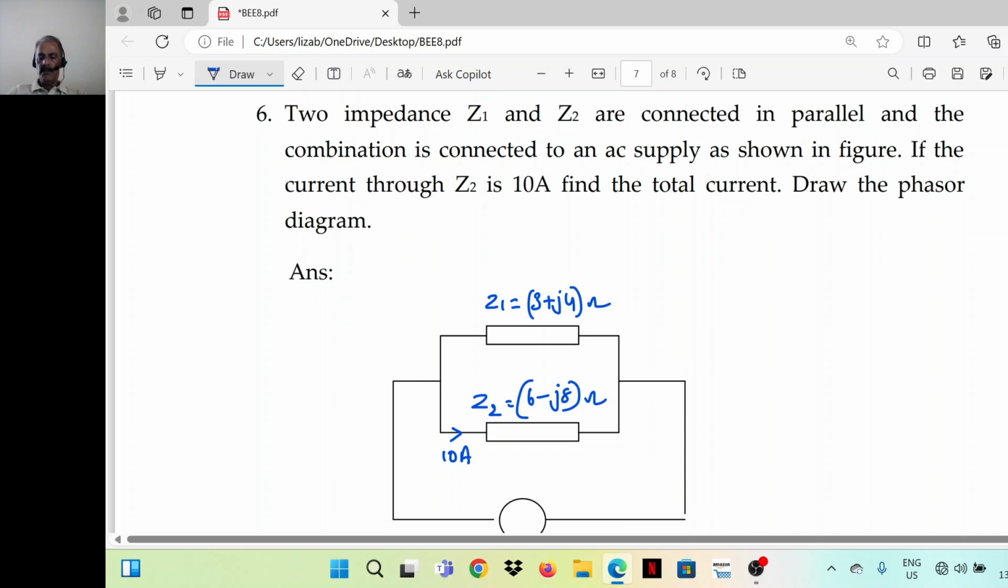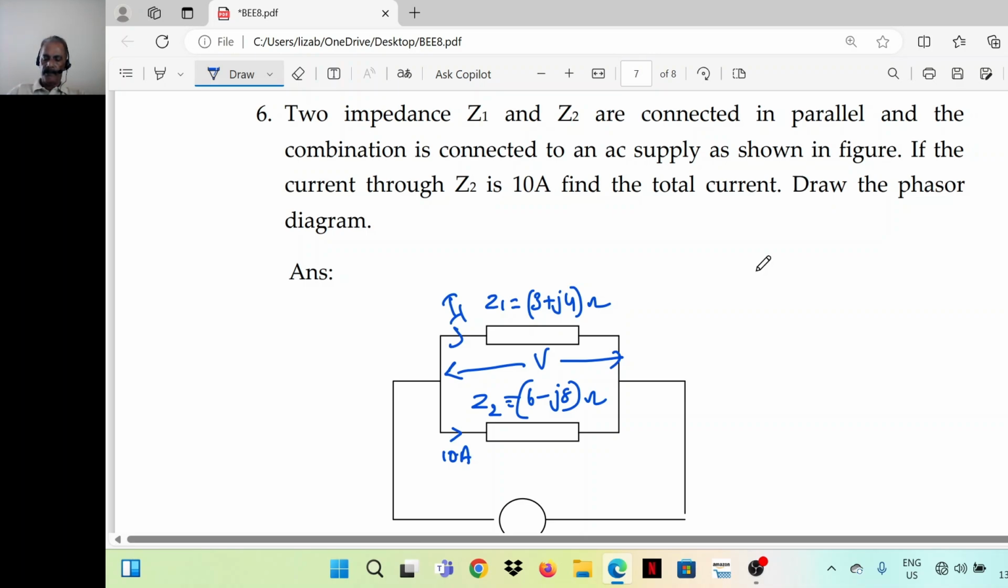Next: two impedances Z1 and Z2 are connected in parallel and the combination is connected to an AC supply. If the current through Z2 is 10 ampere, find the total current. Draw the phasor diagram. Now the current through Z2 is given, that is 10 ampere. So 10 ampere into Z2 will give you the total voltage across the combination. Voltage divided by Z1 will give you I1. So I1 plus 10 ampere, that is the total current.